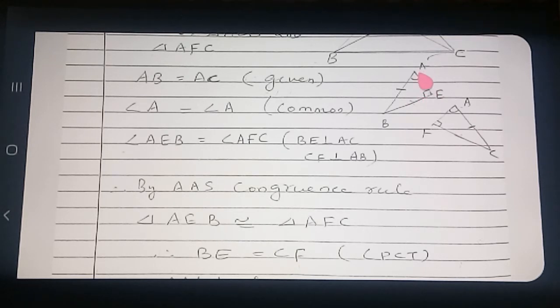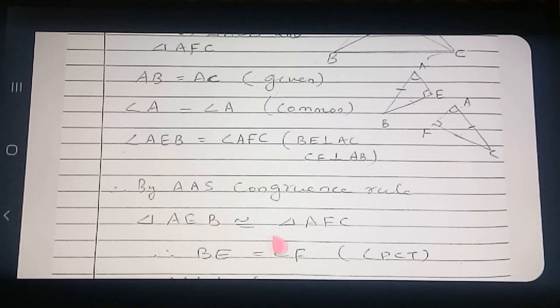Angle, angle, side. Okay, so which rule? The AAS congruence rule we are applying here. Which rule are we applying? AAS congruence rule. So by the AAS congruence rule, what can you say? Triangle AEB is congruent to triangle AFC. See here, A here also A, right; E, then here also F, right; then the remaining vertex B and here C. So triangle AEB is congruent to triangle AFC.